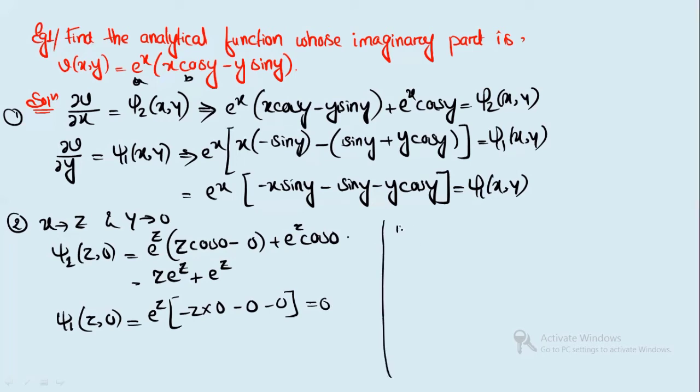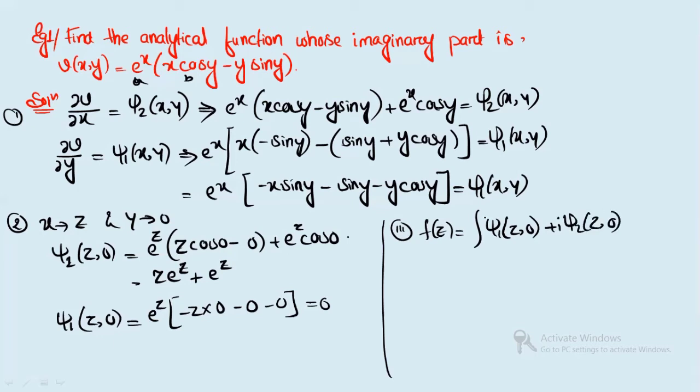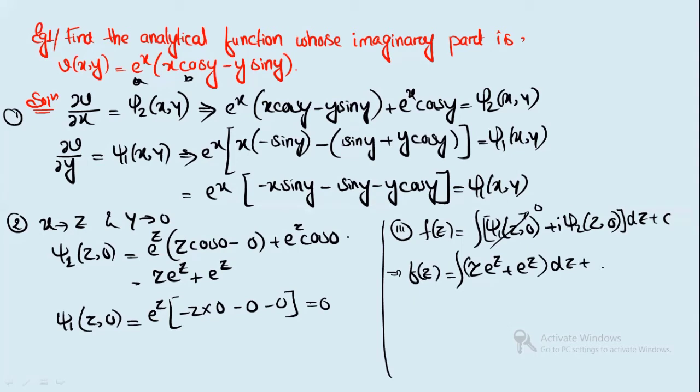Right. Here you will do the third step. Third step is what? You will write f(z) is equal to what? Integration. Right. You will write psi 1(z, 0) plus i psi 2(z, 0), and this entire function you will write dz plus c. So if you see psi 1, this entire term is 0. So you will have only psi 2. So f(z) equals psi 2, which is z e to the power z plus e to the power z, integration of dz plus c.